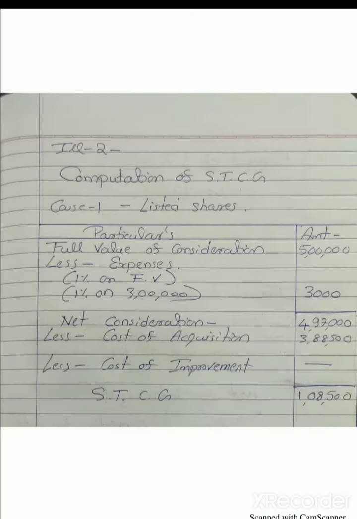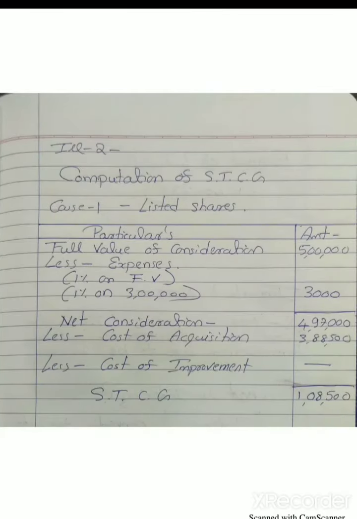One more example. Here some information is given. Here also there are two cases. He had listed shares of face value of rupees 3 lakh of a limited company, which were purchased for rupees 3,88,500 in May 2020. He sold them for rupees 5 lakh in February 2021 and also paid brokerage at 1% on the face value of the shares. This is case 1. Case 2: on 31st December 2020, he sold his personal car for rupees 1,20,000, which was purchased in August 2008 for rupees 2,20,000. Compute the capital gain for the assessment year 2021-22.